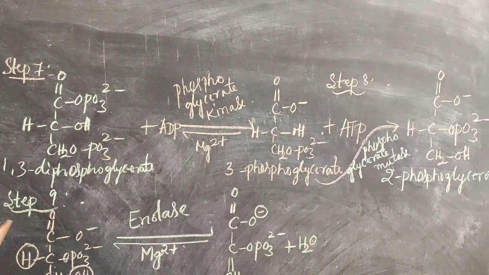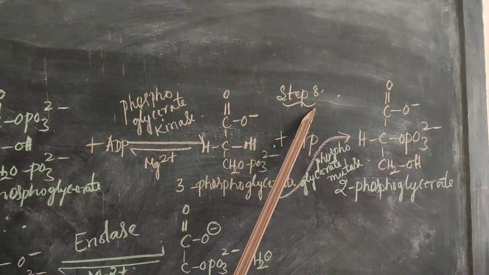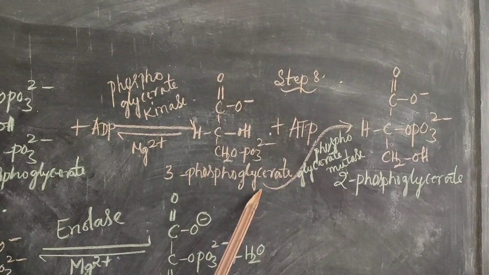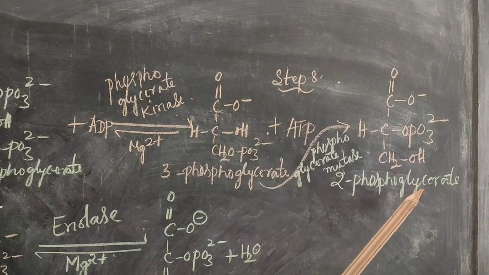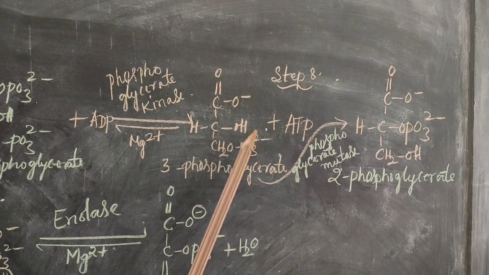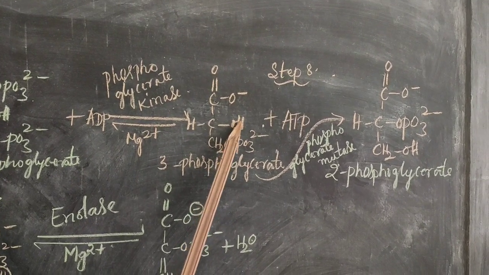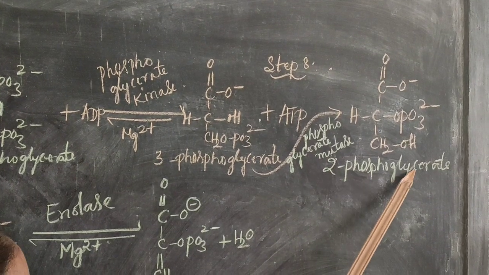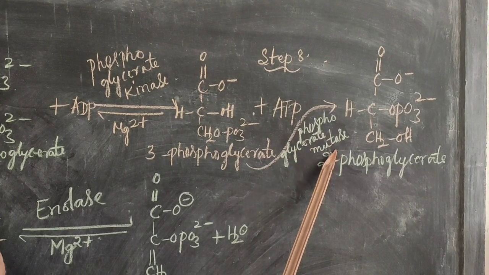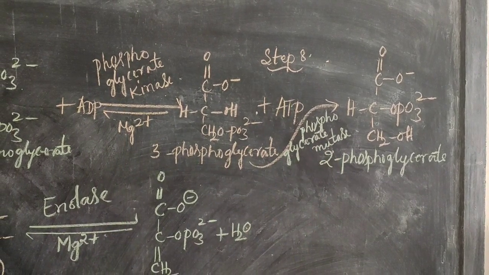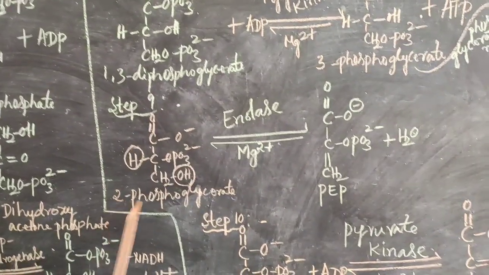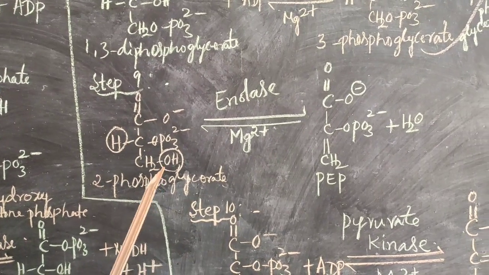In the next step of glycolysis, step number 8, is an isomerization reaction where 3-phosphoglycerate is isomerized to 2-phosphoglycerate. The phosphate group at carbon 3 is shifted to the second carbon, forming an isomer called 2-phosphoglycerate, catalyzed by the enzyme phosphoglycerate mutase. Isomerization reaction.